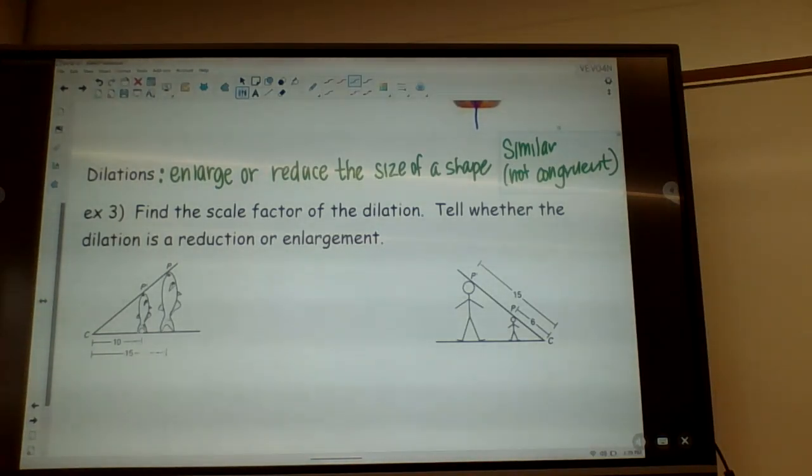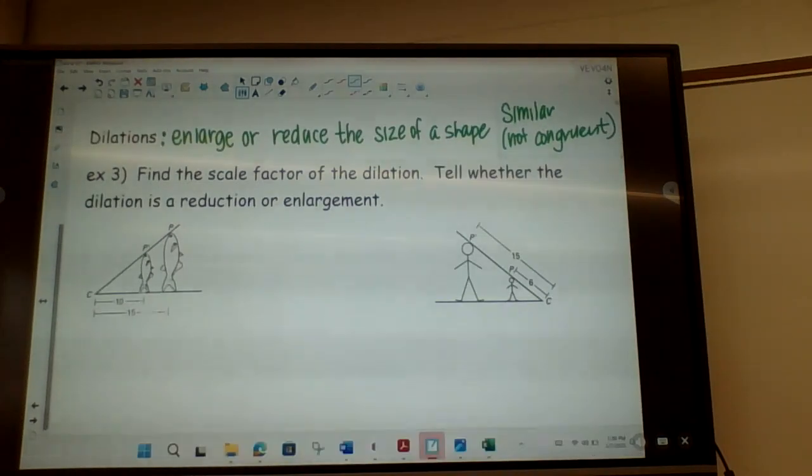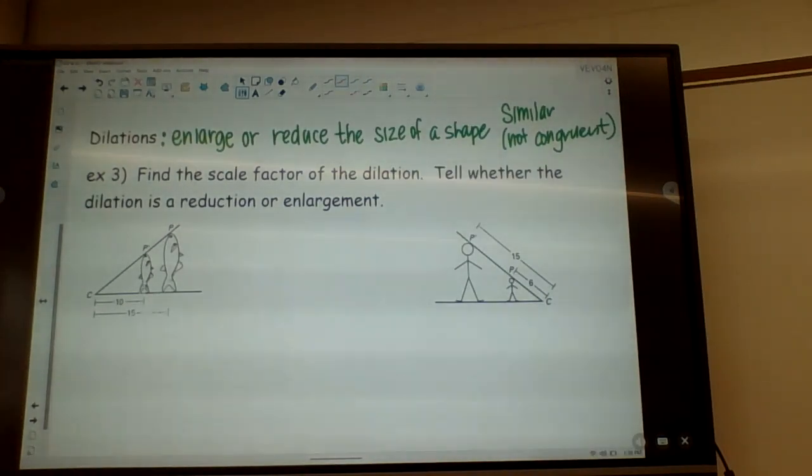So in this case, they're asking about, tell whether the figure is a reduction or enlargement, and then we're going to find the scale factor. So remember that we talked about the original one being the regular letter. So P is the original. And then the next one is the new.